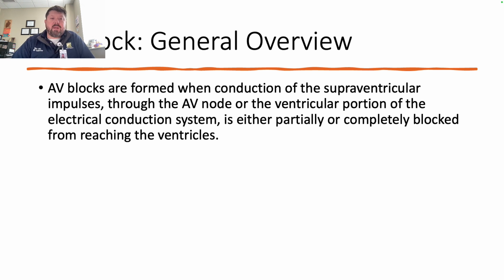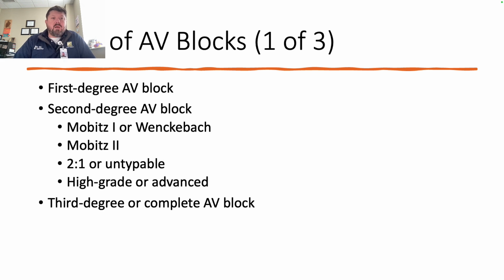AV blocks are formed when conduction of the supraventricular impulses through the AV node or the ventricular portion of the electrical conduction system is either partially or completely blocked from reaching the ventricles. This overview will cover the diagnostic criteria used to identify each of the AV blocks. Our types of AV blocks include a first degree AV block, a second degree AV block, which also includes Mobitz 1 or Wenckebach, Mobitz 2, a 2-to-1 untypable, a high grade or advanced AV block, and third degree or complete AV block.